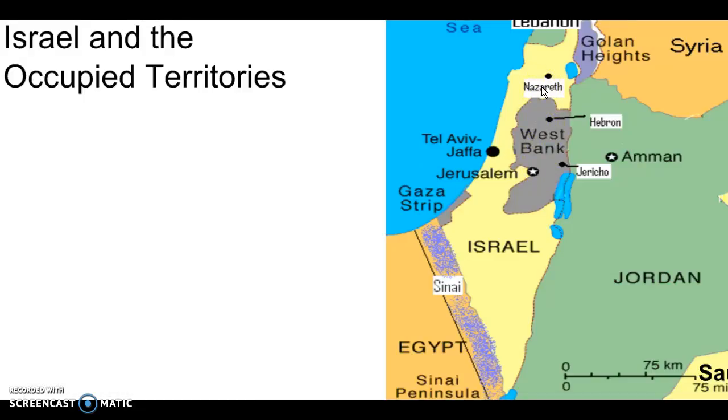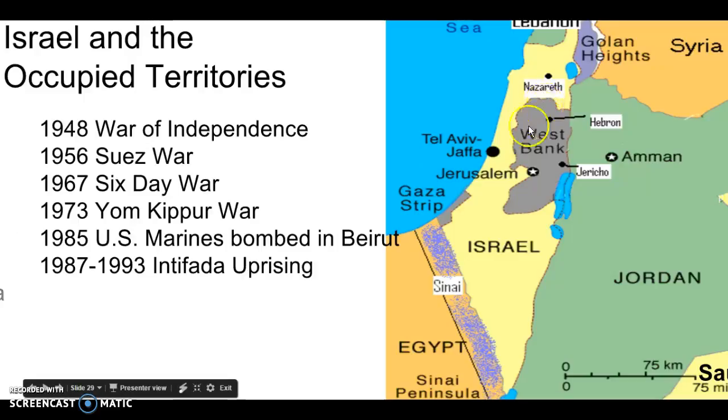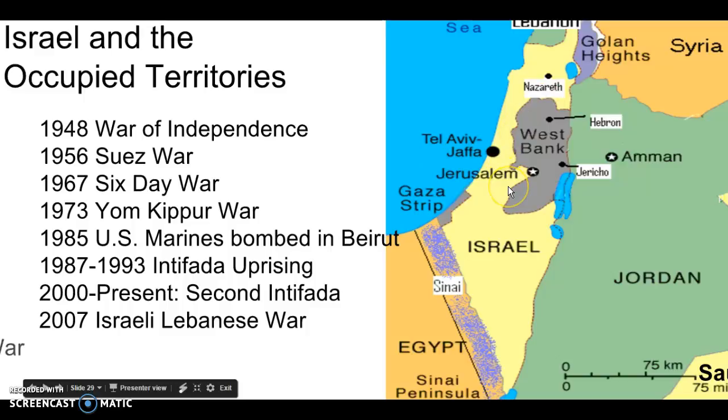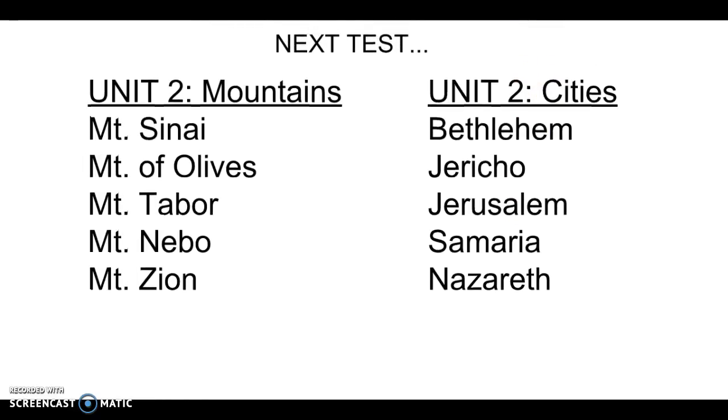And I'm going to fast forward to the next slide and give you a list of places to jot down that are going to be on the next test. So you can pause the machine and write these down. Leave space to take some notes later. I'm going to review why these cities were important in the Bible times that we're reading about.